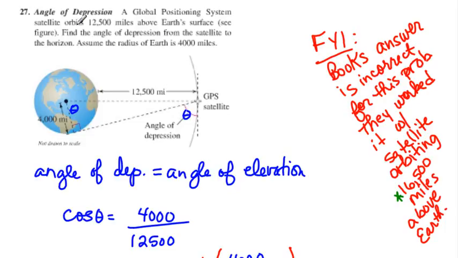So it says a global positioning system satellite orbits 12,500 miles above Earth's surface. Find the angle of depression from the satellite to the horizon and assume the radius of the Earth is 4,000 miles. Well, the key thing here is remembering that the angle of depression is the same thing as the angle of elevation. So that would help you think about how to reconstruct the triangle better.